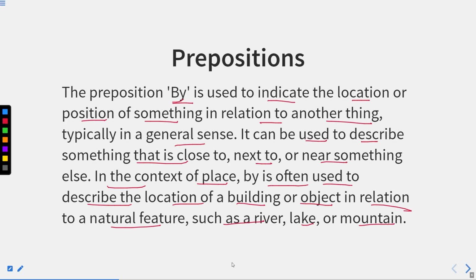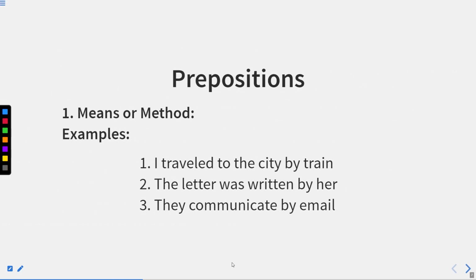So let us discuss all the points, all the sentences, so that this point will be clear to all of you in detail. Now, let's begin. First of all, by is used to show means or method. This is a very important use of preposition by.